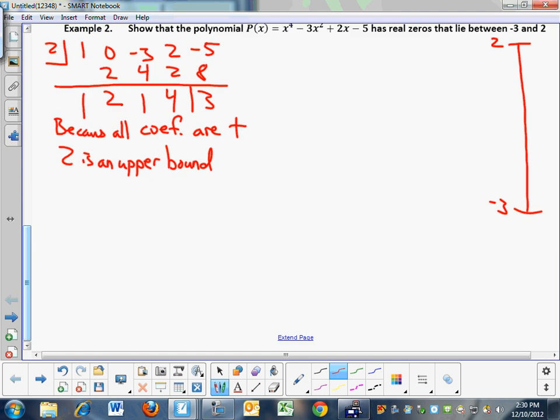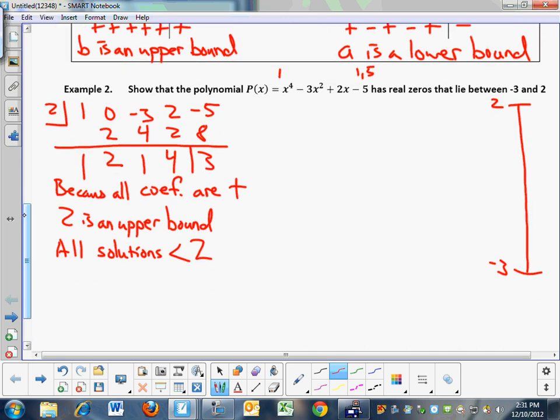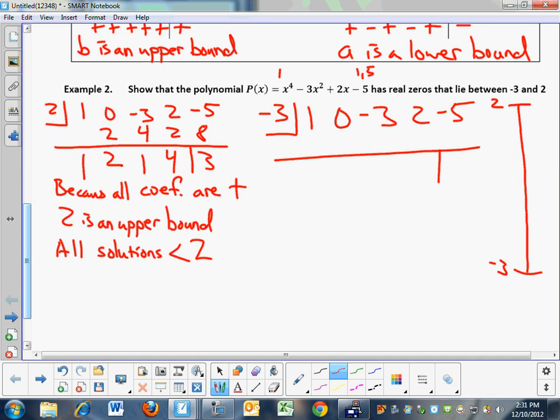So what does that tell us about the solutions? All solutions must be less than 2. If 2 is the upper bound, then all the solutions are less. So should I try plugging in 5? No, because 2 is an upper bound. Let's now show that -3 is a lower bound. You do the same thing. You plug it in. -3, 1, 0, -3, 2, -5. First step, drop down the 1, multiply.